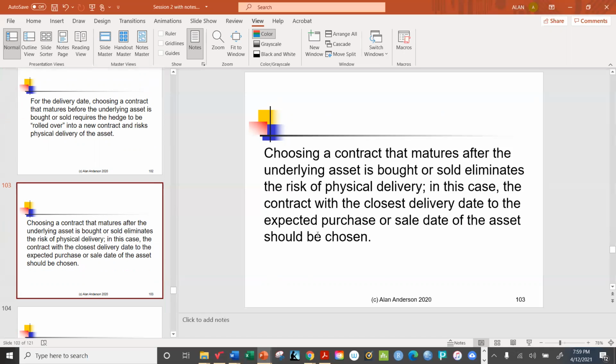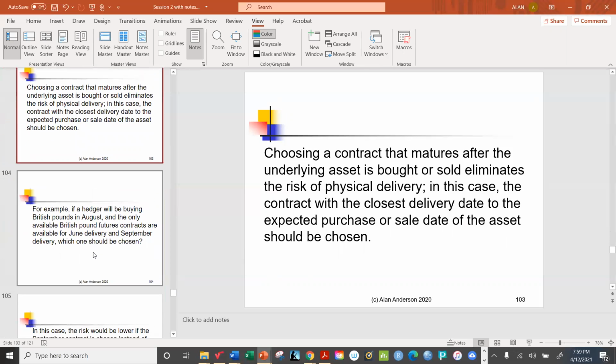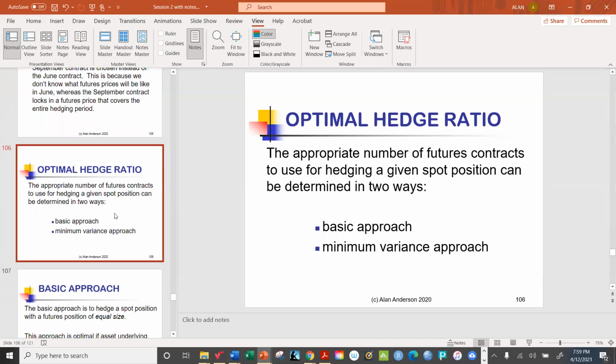So there's a few reasons why we want to pick a contract that matures later than the hedging date, so to speak, the date on which you're either buying or selling the underlying asset. All right, now, the other question we have is, how many contracts should we buy in order to hedge our position?